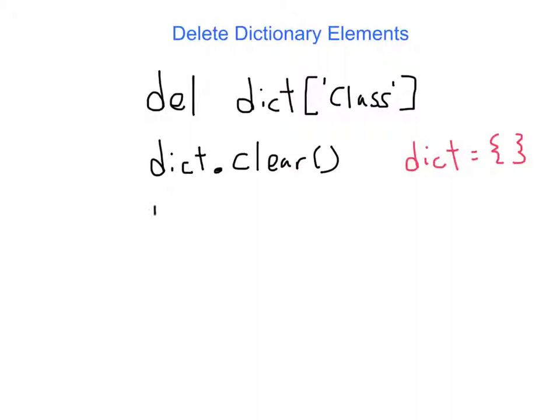If you want to get rid of the whole thing, then you just del the whole thing, dict. Alright? So you can delete a particular item, you could delete all of the contents but keep the dictionary, or you can delete the whole thing and remove it from memory.